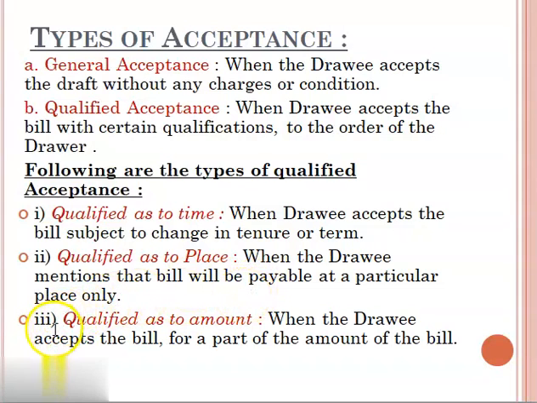And the third is qualified as to amount. In this case, the drawee accepts the bill for a part of the amount of the bill. Though the drawer has drawn the bill, the drawee is going to pay only a certain amount, and therefore he mentions that he is going to accept the bill for a certain amount only. So this is called qualified as to amount.